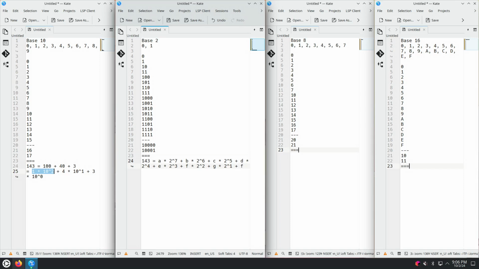plus h times 2 at the power of 0. Which means that the number 143 in base 2 will be A, B, C, D, E, F, G, and H, where A is something in the vocabulary, in the alphabet, so 0 or 1, B is a 0 or 1, C is a 0 or 1, etc. So all of these individuals, A through H, are a digit in base 2.